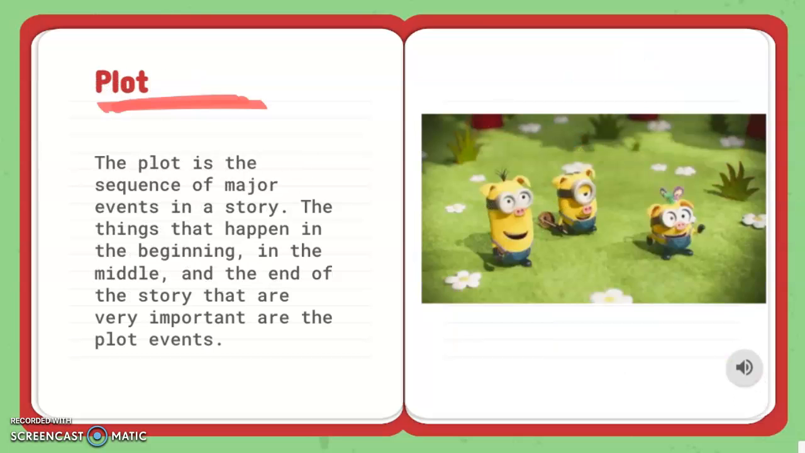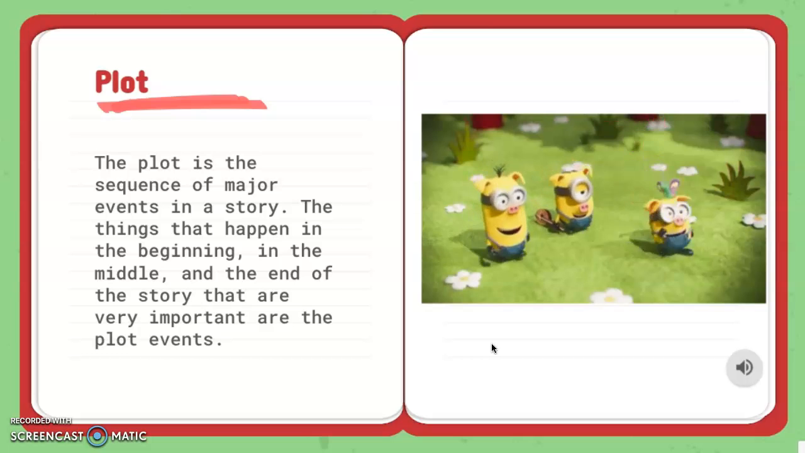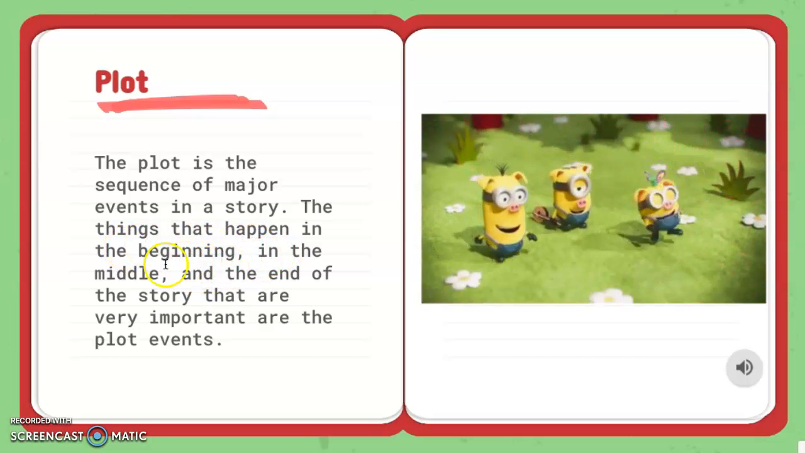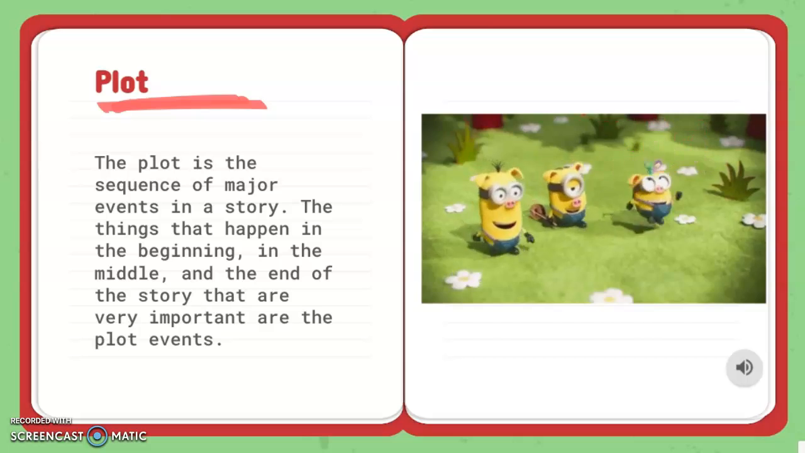Which brings us to our next word, plot. Check this out. So, three little pigs, except who are our pigs? The minions. The plot is the sequence of major events in a story. So this isn't every event, it's the major events. That means the really important ones. The things that happen in the beginning, in the middle, and the end of the story that are very important are the plot events. And we're going to be diving pretty deep into plot over the course of our unit.